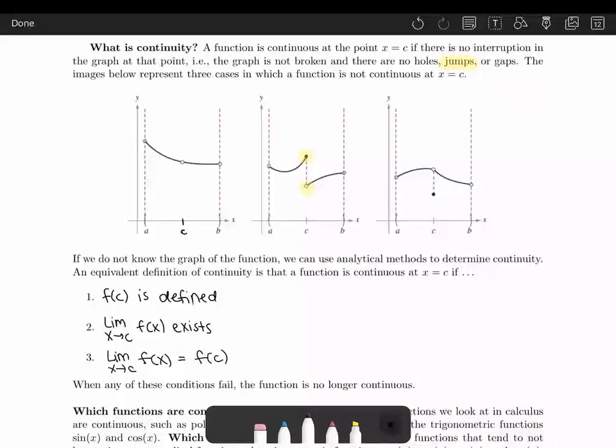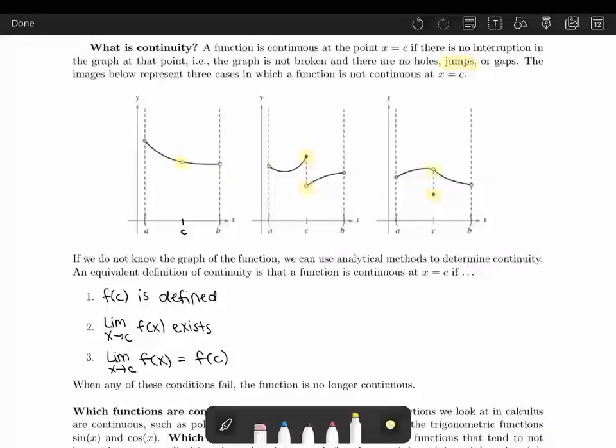And that's the issue here in our last graph. So in this last graph, our limit is here because when we trace from both sides, that's what we get, but our function value is actually down here. So we can see that in each of the three graphs, there's some problem, meaning the function isn't defined, the limit doesn't exist, or those two things aren't equal.